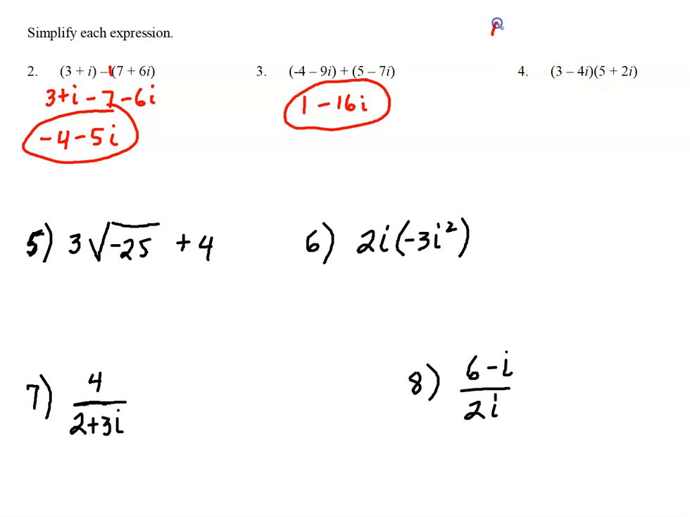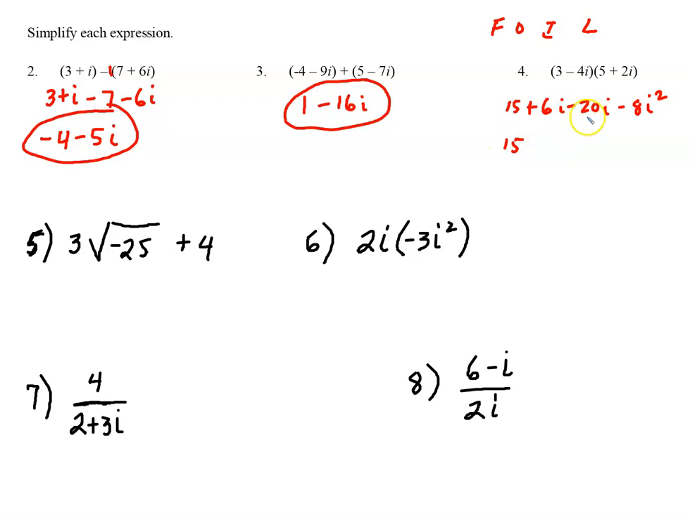Okay, so first, outer, inner, last. First, 3 times 5. Outer would be 6i plus 6i. Inner would be minus 20i. And then the last would be minus 8. 4 times 2 is 8. And then i squared. But remember, i squared is -1.